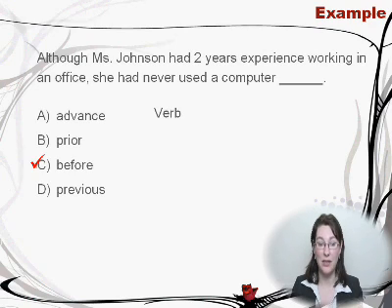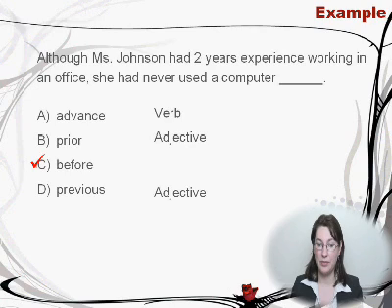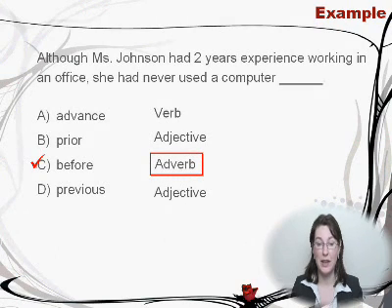Let's have a look at why. Advance is a verb, and we're not going to finish this sentence with a verb. Prior is an adjective, and it would be strange to put an adjective at the end of a sentence. It will normally come before a noun. Previous is also an adjective, meaning before, but we don't want an adjective at the end of the sentence. C is an adverb, so that explains how she used it. She never used it how? She never used a computer before. So C is the correct answer.